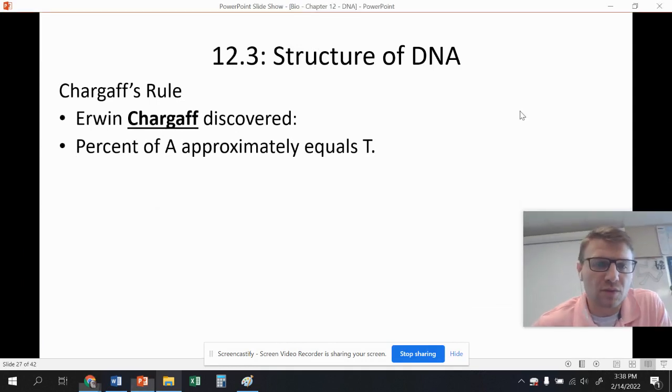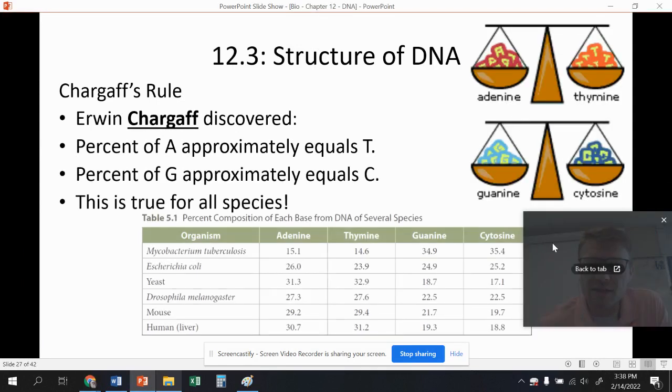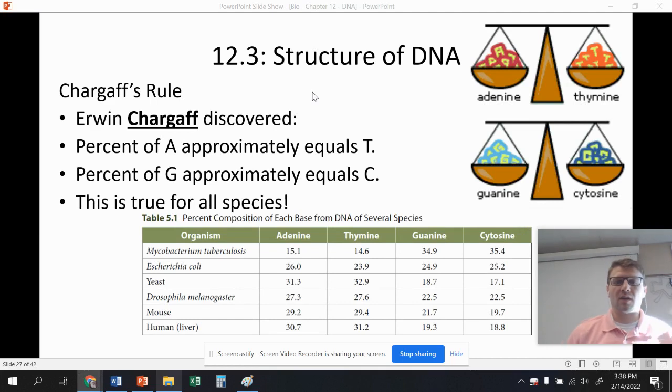All right, Chargaff's rule. This is the idea that the amount of adenine and the amount of thymine are going to be equal, and that should make sense because they bond together. So for every adenine, you have to have a thymine. For every guanine, you have to have a cytosine. So in this case, you can see here we have guanine, cytosine, adenine, thymine. They're equal amounts because they have to bond with each other. And this is true for all species.